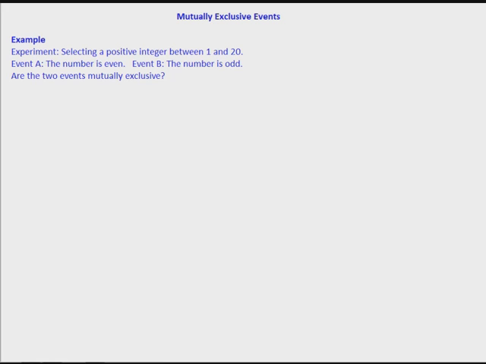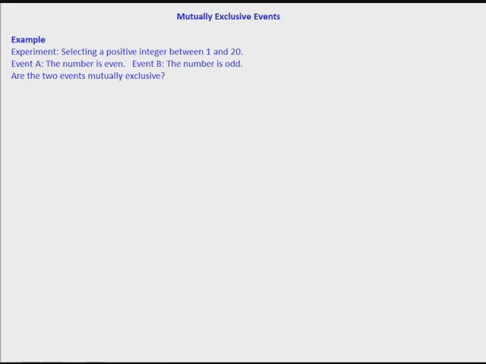Let the experiment be selecting a positive integer between 1 and 20. I define event A to be obtaining an even number and event B to be obtaining an odd number. Are the two events mutually exclusive?